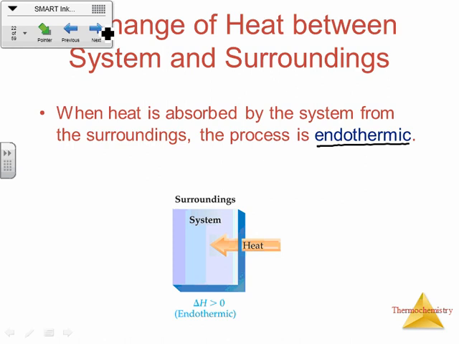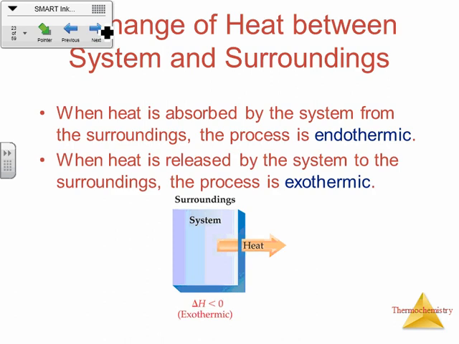Endothermic and exothermic. If the surroundings give heat to the system, that's endothermic. We'll talk about delta H in a couple of days. You don't have to worry about delta H yet, but delta H is almost the same thing as Q, so it deals with heat. When heat is released by the system, that's called exothermic. The heat's released by the system, that's an exothermic process, and that means the system is losing energy.